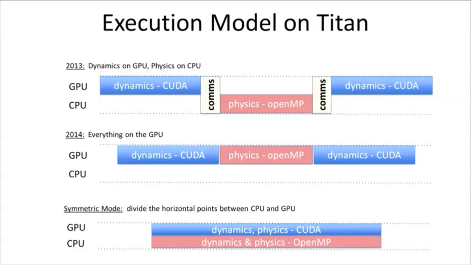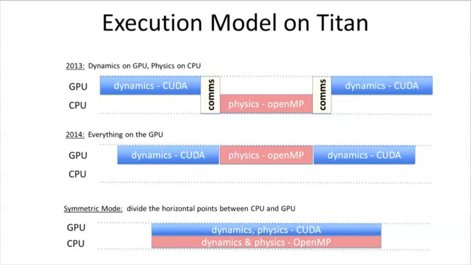We run dynamics. We do some communication to the CPU, run physics, and then do communication back up to the GPU to continue doing dynamics. This isn't where we want to be, and the work right now is in doing the physics parallelization, so everything is running on the GPU.